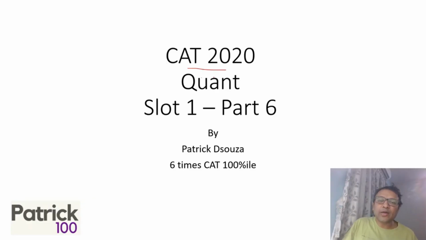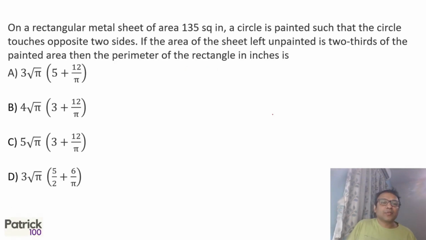So looking at CAT 2020 Quant, slot 1, the last part, part 6. We have divided the whole slot 1 into 6 parts, and in the last part we will discuss 5 more questions on how to solve them.